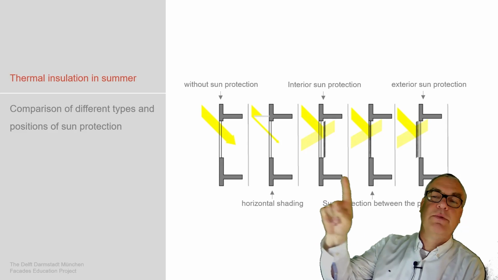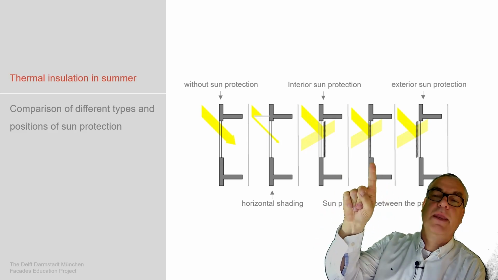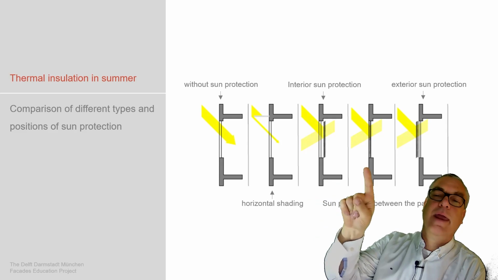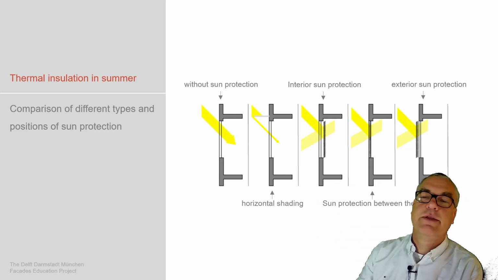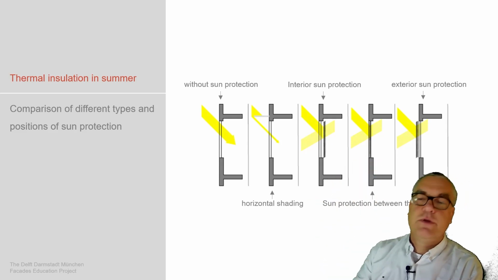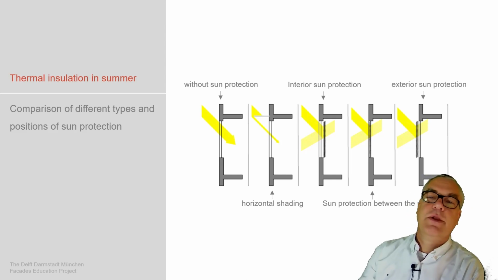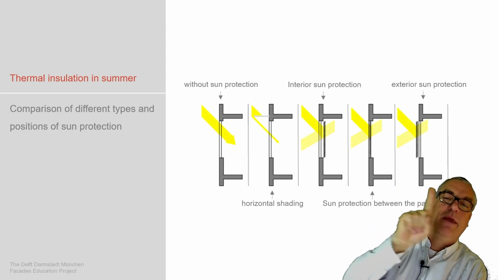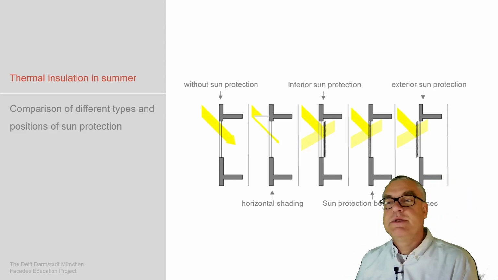And sun shading between the glass, which is happening in here. Actually a bit more efficient than this one because there's just one layer of glass where the sun penetrates, but then there's still an opportunity to get a lot of energy into the building. And then the outer sunscreen, which is technically speaking the most efficient one, which we will see in one of the later lectures.